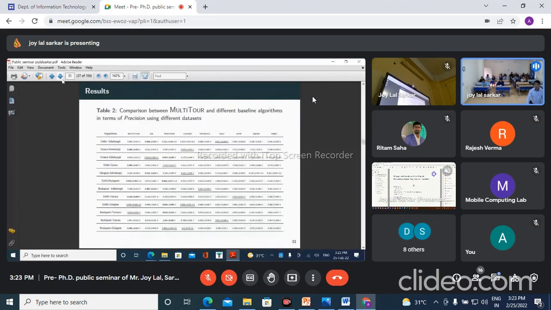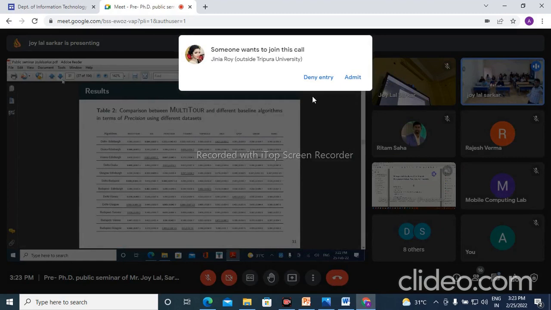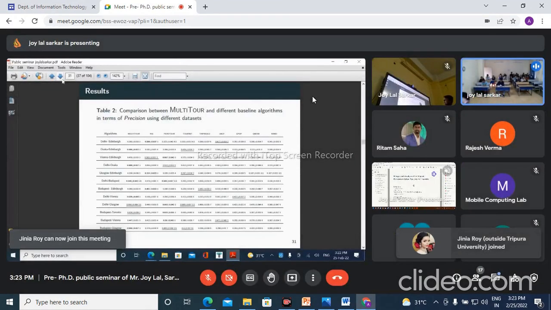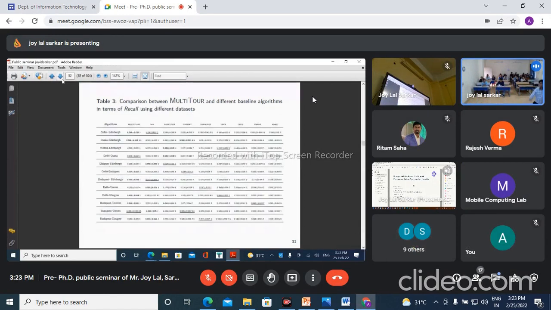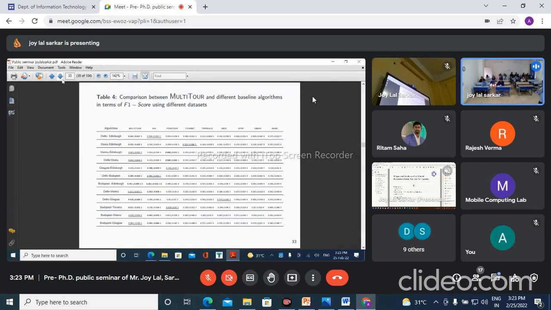So like that way, I have calculated my precision table. You can see that our multi-tour algorithm outperforms some other algorithms based on the precision metric. So like that way, I also calculated the recall metric. We have seen that the multi-tour algorithm outperforms the other baseline algorithms. So this is my F1 score. F1 score is just like a balance between recall and precision.